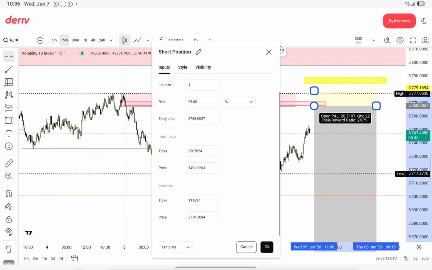So your entry is around 5768.0057. Your profit is around 5491.2203. Your stop loss is around 5779.1694.